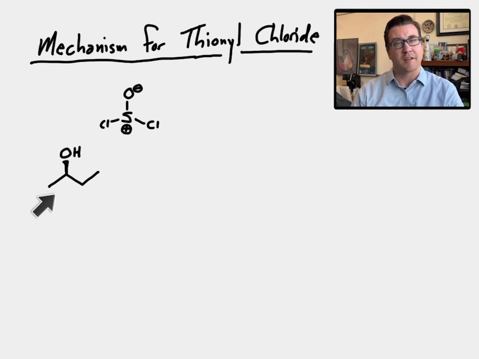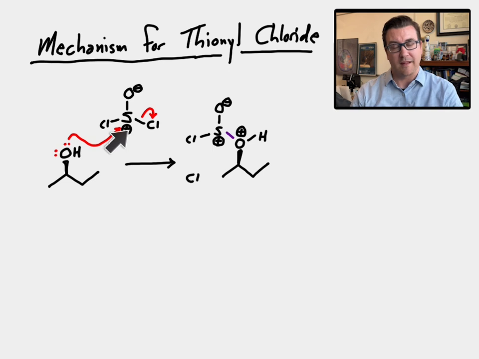So in this case, let's look at thionyl chloride. So you have your alcohol and you have your other reagent, in this case thionyl chloride. So the oxygen of the alcohol is going to react with the electropositive sulfur, and it's going to kick off the chloride ion. So again, this looks a lot like our first step with phosphorus oxychloride.